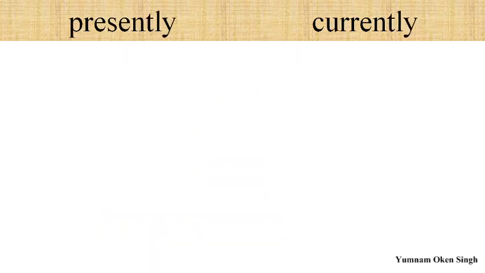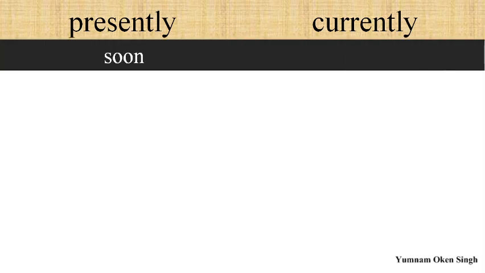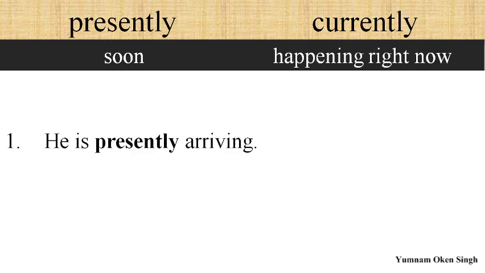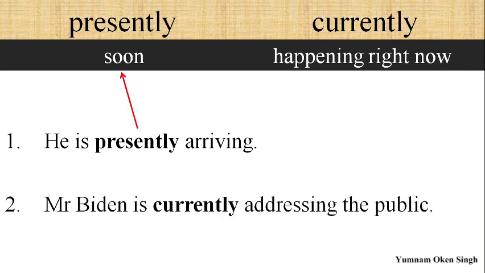Next here, let's see the differences between presently and currently. Presently it means soon, and currently means now, happening right now. Let's see example here. He is presently arriving means he is arriving soon. Number 2 here, Mr. Biden is currently addressing the public. Here he is addressing currently means he is addressing right now.